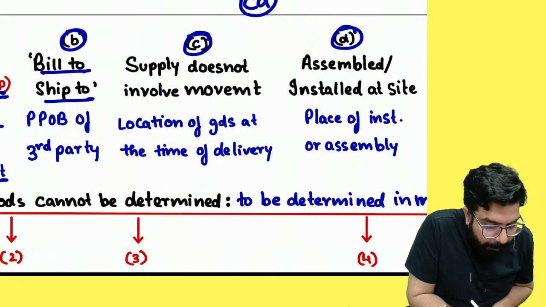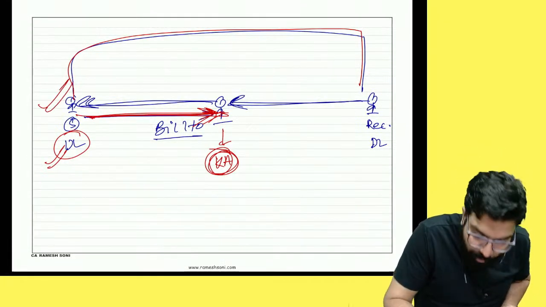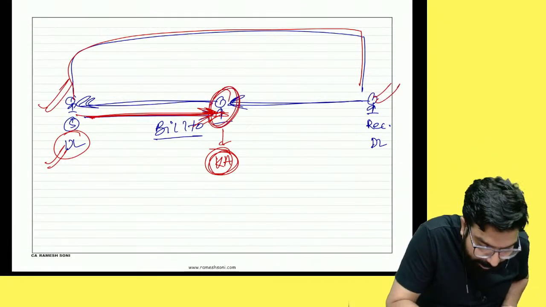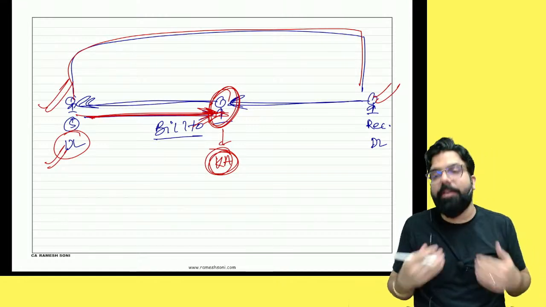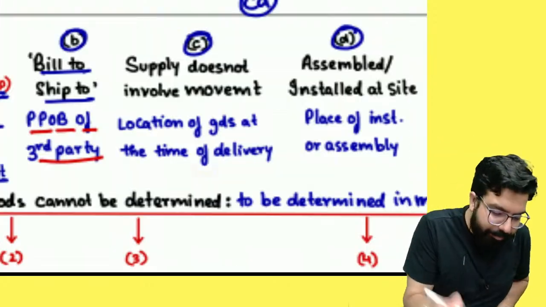IGST. Remember, the principal place of business of the third party. Actually, he is the supplier. Actually, he is the recipient. Who am I in between? I am the third party. My location becomes the place of supply. Is my point clear to all? Can we go ahead? Next.